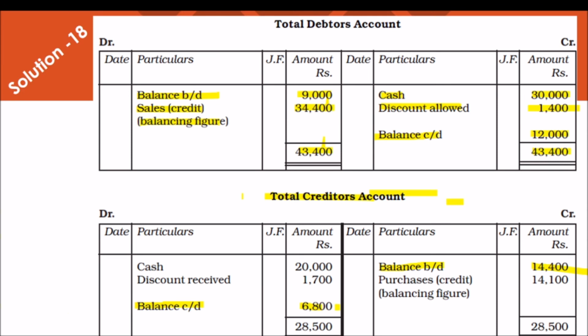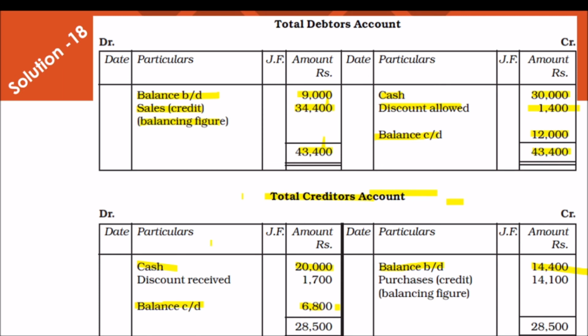In the debit side, we are recording cash, the amount that is appearing in the payment side of the summary of cash, 20,000, and discount received amount 1,700. Then we are getting the value of total credit purchase. That is the balancing figure, 14,100.